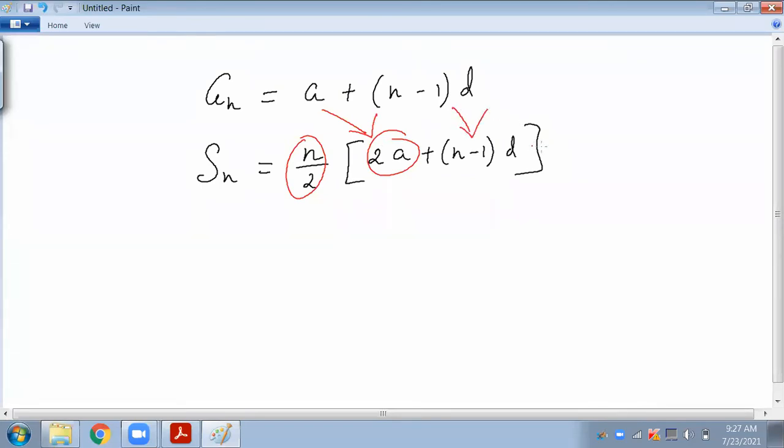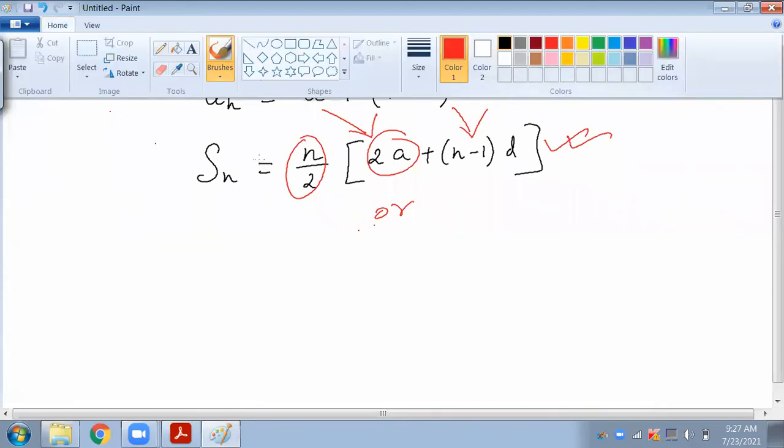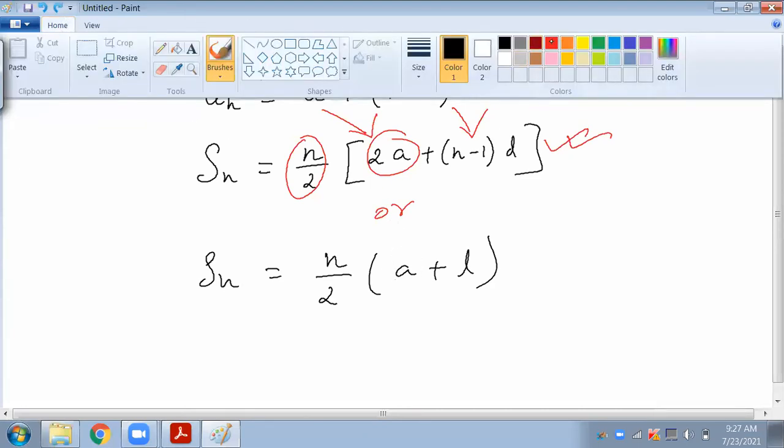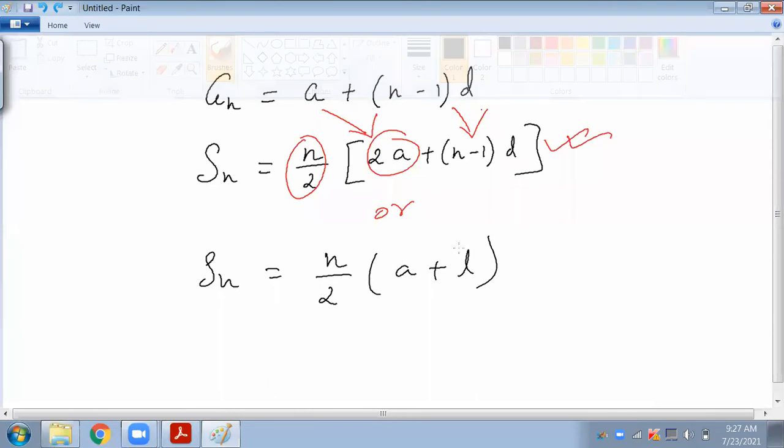Now this is one of the sum formulas, and another sum formula is Sn is equal to n by 2 into a plus l. This one we use if you know the first term and the last term. If the first term and the last term are known to us, then we use the second formula. The second formula is the simple one. Fine.